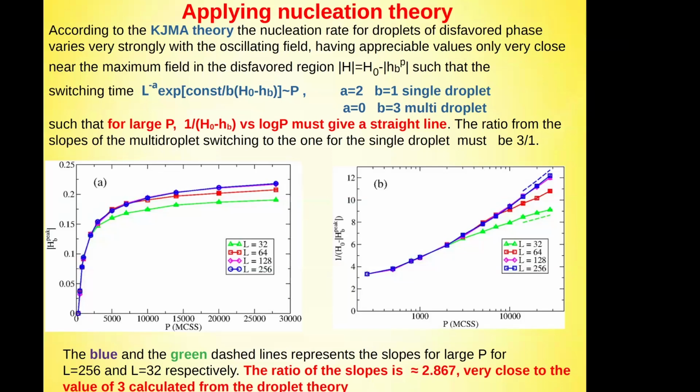If we check that, it is evident that we expect that 1/(H0 minus HB), that will be the maximum possible field, versus log of P must give a straight line when P is large. If you take the values there, A equal 2, B equal 1 for the single droplet, and A equal 0, B equal 2 for the multiple droplet, the ratio between these straight lines in the single and multi-droplet regions must be 3:1.